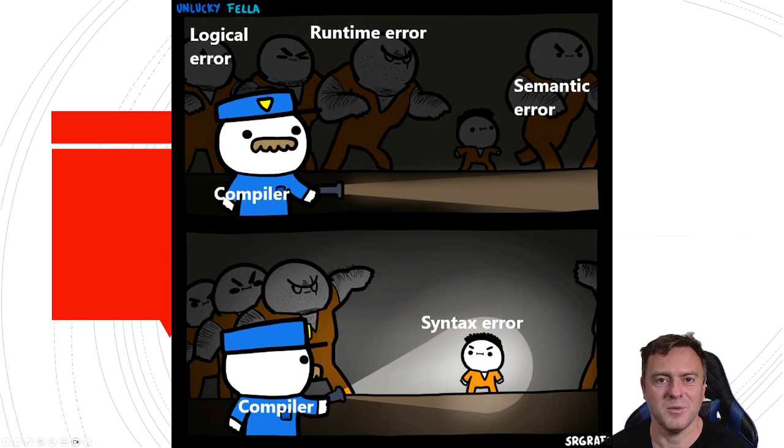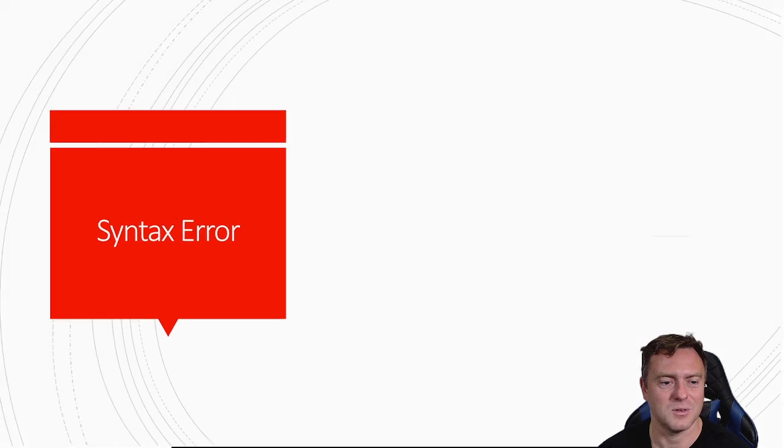So there's a little bit of a meme for you. So the compiler will look around, they'll see a logic, a runtime, and a semantic error, but will always pick on the syntax error. That's just sort of how they function.